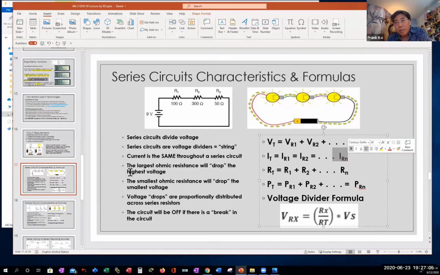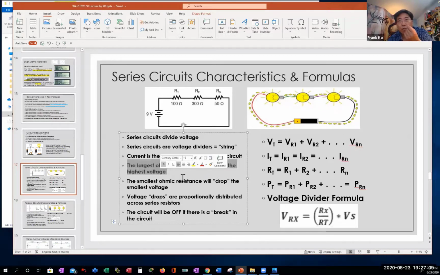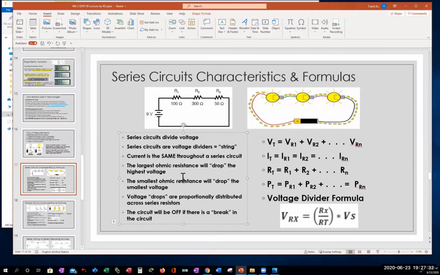Now here's a very interesting concept, this fourth bullet point. It says here that the largest ohmic resistance will, in quotation marks, "drop" the highest amount of voltage. Which one of these three resistors is the largest ohmic resistance? What can you see there? 100 ohm, 300 ohm, and 50. Yeah, R2. R2 is 300 ohms, and it surpasses the other two.